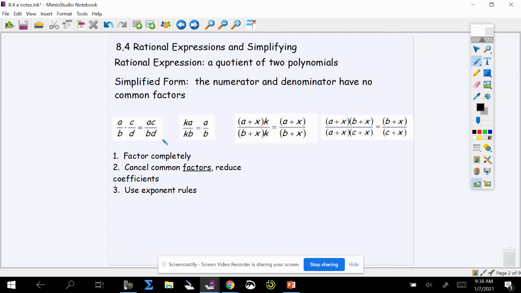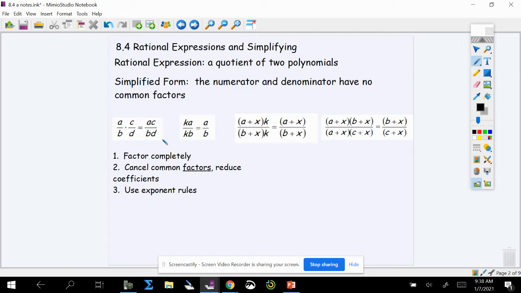So, the section that we're doing today, and actually tomorrow, we're going to kind of break it up into two parts, is section 8.4, and the focus is on rational expressions and how we simplify them. A rational expression is just anything that can be written as a fraction or as a quotient of two polynomials. So you always see that division bar.